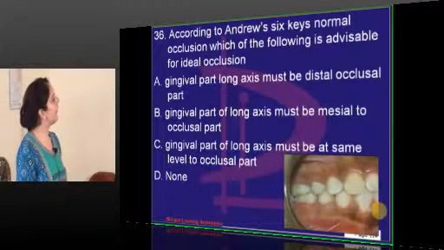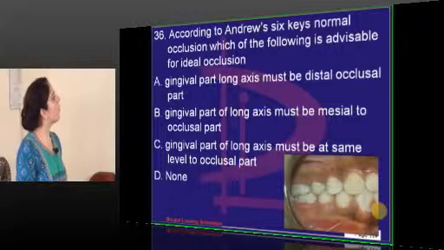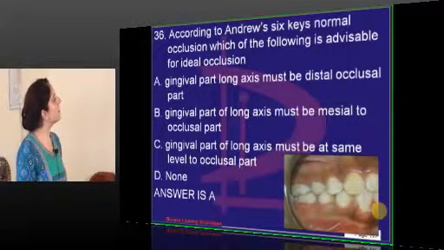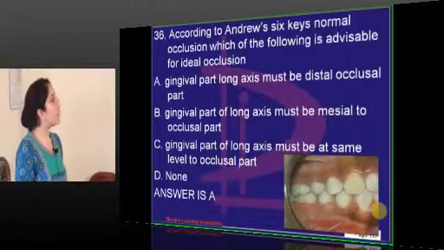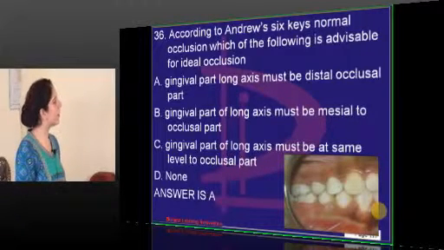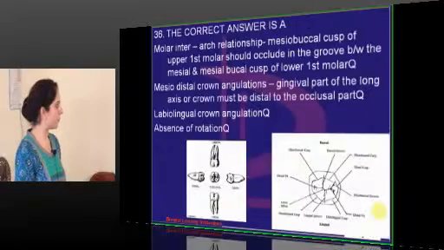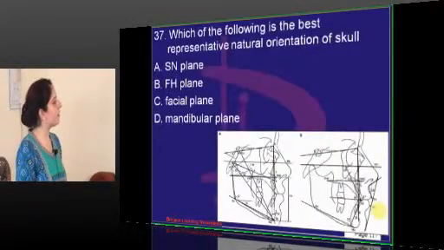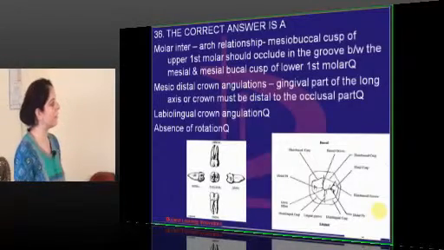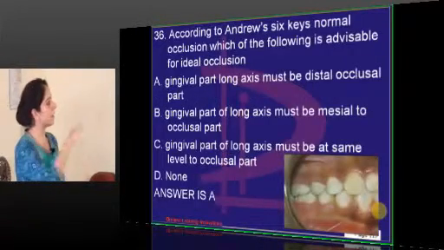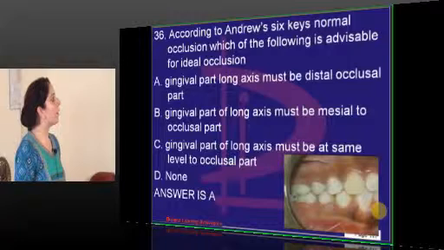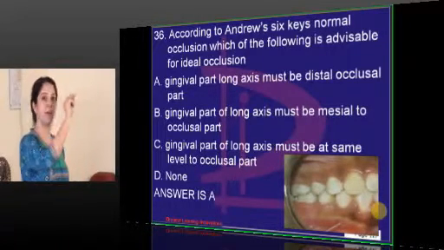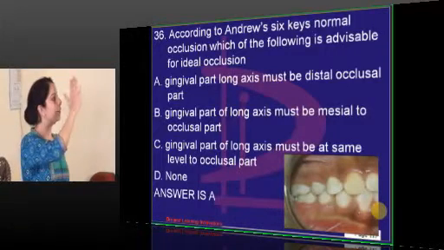According to Andrews' six keys of normal occlusion, which of the following is advisable for ideal occlusion? The answer is the gingival part of the long axis must be distal to the occlusal part. Now this diagram is not exactly explaining this kind of key, but when you take the long axis of the crown and the gingival part, that is the highest point, that should be distal.